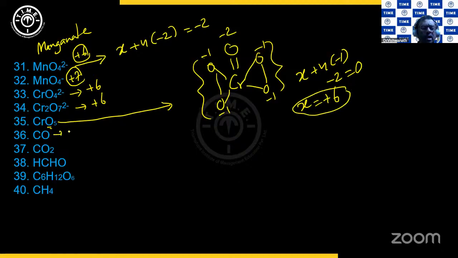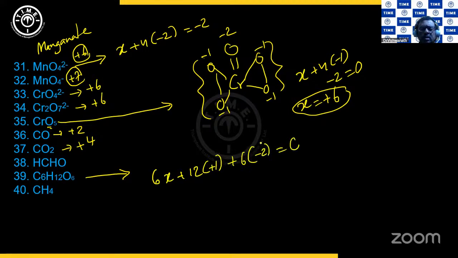Carbon monoxide plus 2. Carbon dioxide plus 4. We'll do this 39th one. 6 carbons, so 6x. 12 hydrogens, 12 into plus 1. Plus 6 oxygen, 6 into minus 2. Whole thing is equal to 0. These two will cancel out. So x is 0. So carbon is in 0 oxidation state in glucose or fructose.